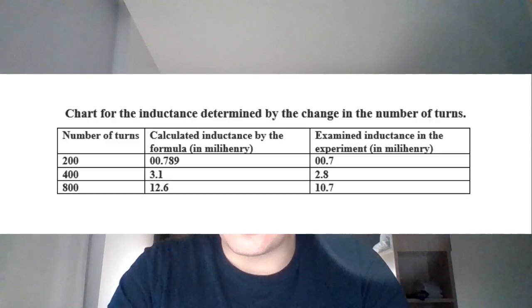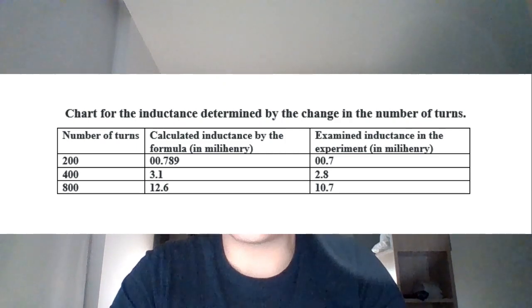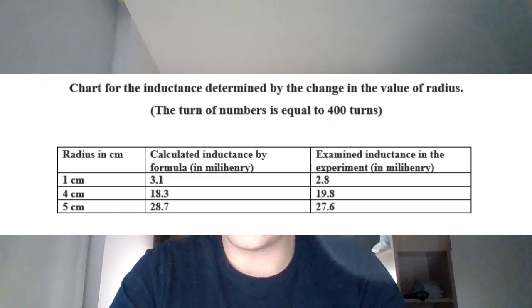First, the number effect will be examined by measuring it with a multimeter. The values will be put on a chart. Second, the radius effect will be examined by measuring it with a multimeter. The values will be put on a chart to draw a plot, which will be about the radius and inductance. At the end, the conclusion will be written.